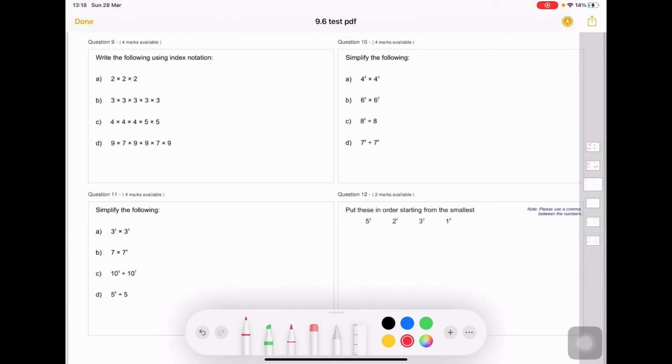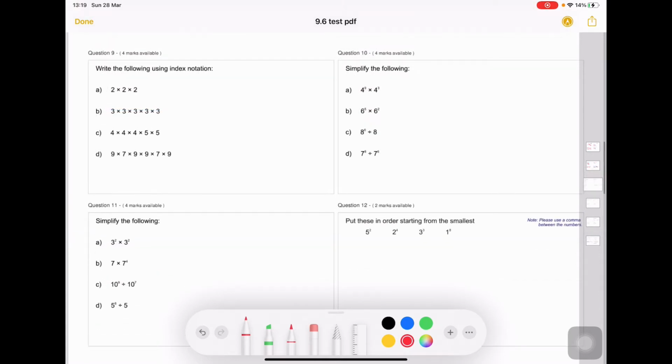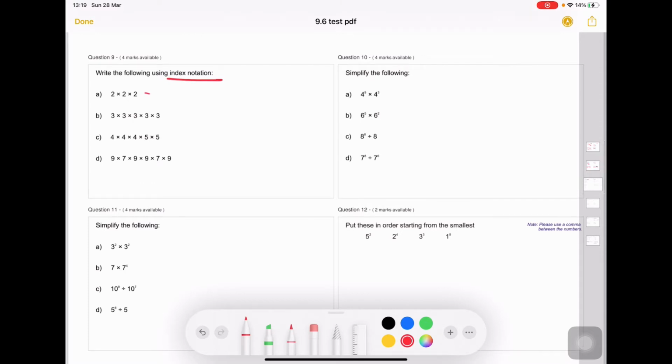Moving on to the indices question. So question 9, it says 2 times 2 times 2. Write this using index notation. So we need to write it as a power, 2 to the power 3, and in this case the 3 is the index. For the next one, let's just count the number of 3s there are. 1, 2, 3, 4, 5. So this equals 3 to the power of 5.